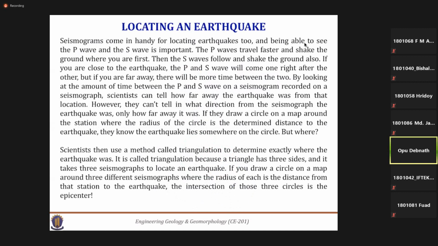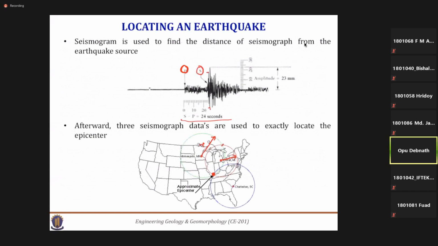So this method is something I already discussed. This method is known as the triangulation method for locating the earthquake. Triangulation means you need to select three stations. This is not a single point actually. Sometimes this looks like a triangle. That means three stations and then three circles.